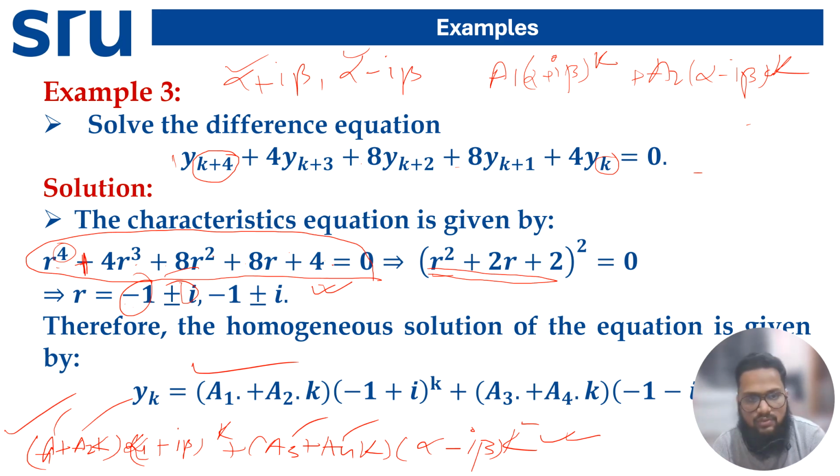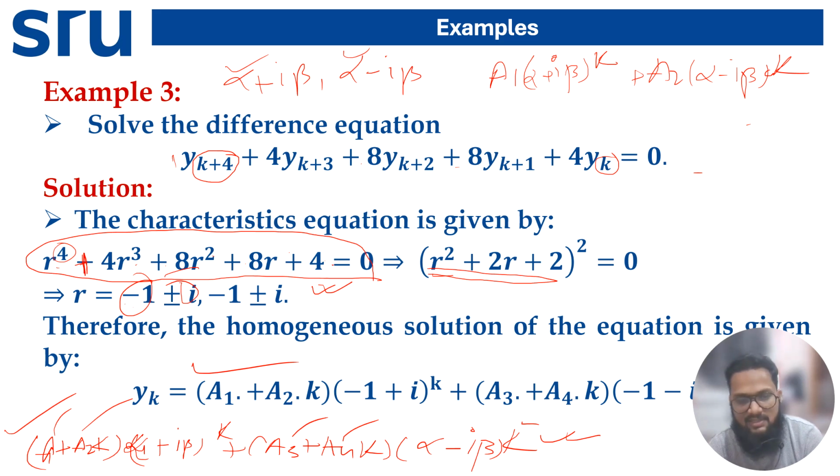Suppose the degree is 2, so start with r power 2. If 3, then start with r cube. If 4, then start with r power 4, and just follow the coefficients. So start with r power 4, then r cube, then r square, then r power 0. In a similar way, just put the coefficients from the difference equation, so you will get the characteristic equation. If you get the characteristic equation, solve it to get the roots, then check which case the roots fall under: case 1, case 2, case 3, case 4.